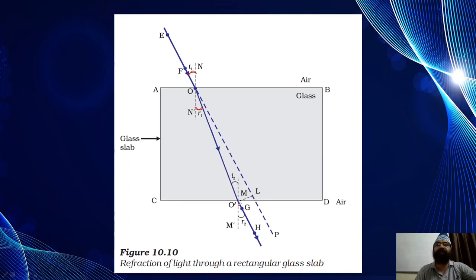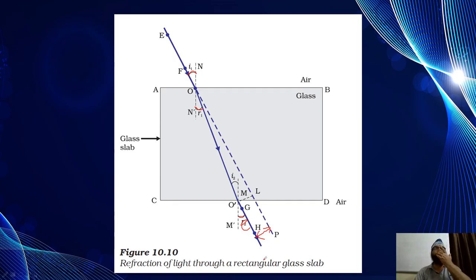And then it strikes over here, okay, and this is the angle of incidence on surface 2. And the ray that comes out, the angle which it makes with the normal, is known as the angle of emergence. Got it? We represent it by E. Now, angle of incidence and angle of emergence, since these two rays are parallel to each other, will be the same. And this displacement between the incident ray and the emergent ray is known as lateral displacement.